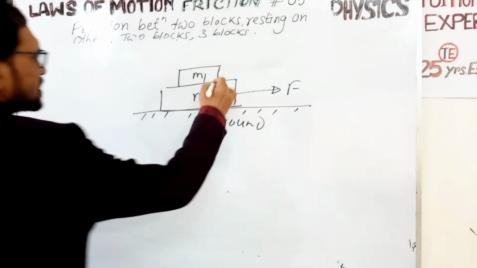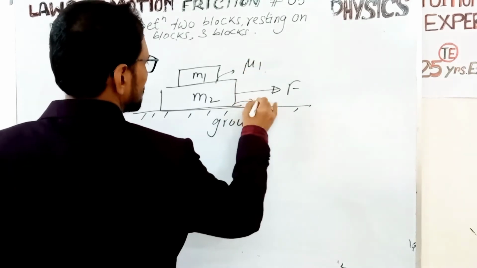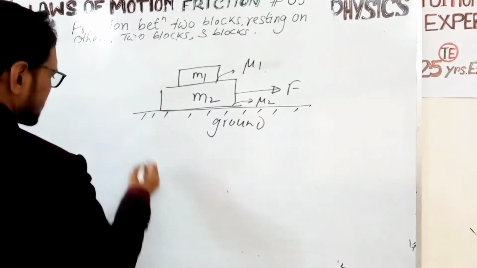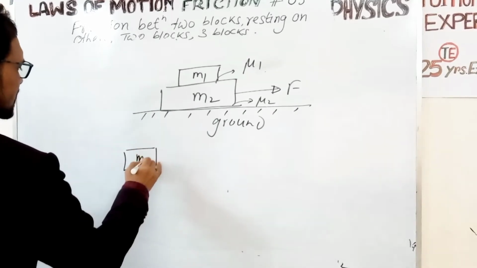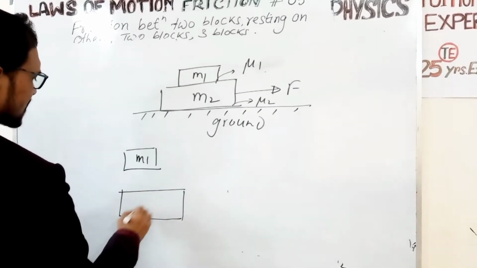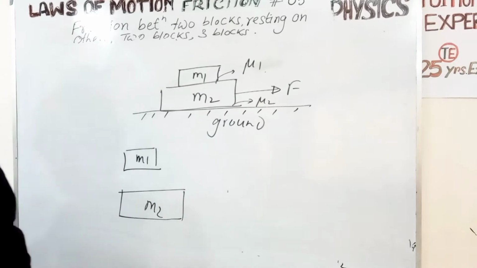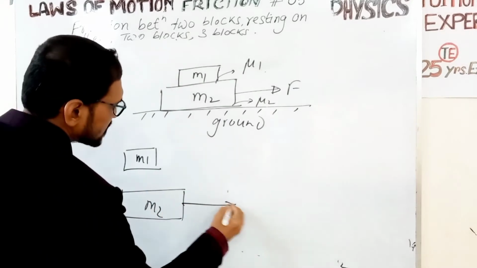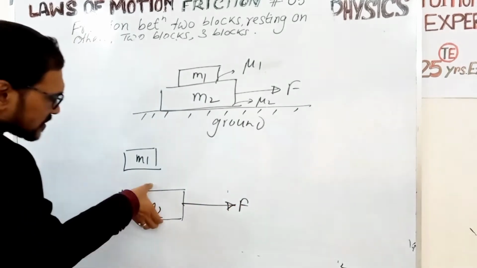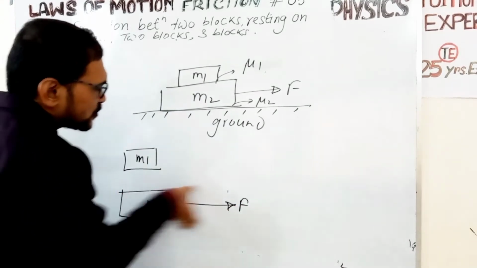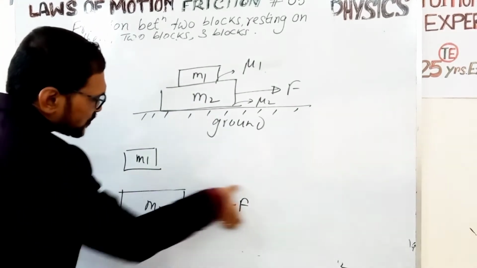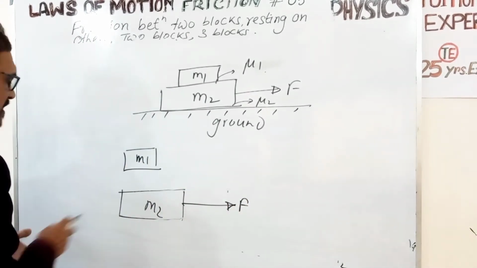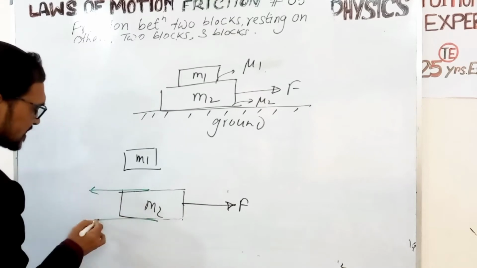Suppose here the coefficient of friction is mu1 and here mu2. F is applied here, and F is sufficiently large. So what happens if we draw the free body diagram, m1 and m2? Force is applied on m2, so this block first tries to move in this direction. If the block tries to move in this direction, then the two surfaces oppose the motion of the body. So the friction force acts in this direction and in this direction.